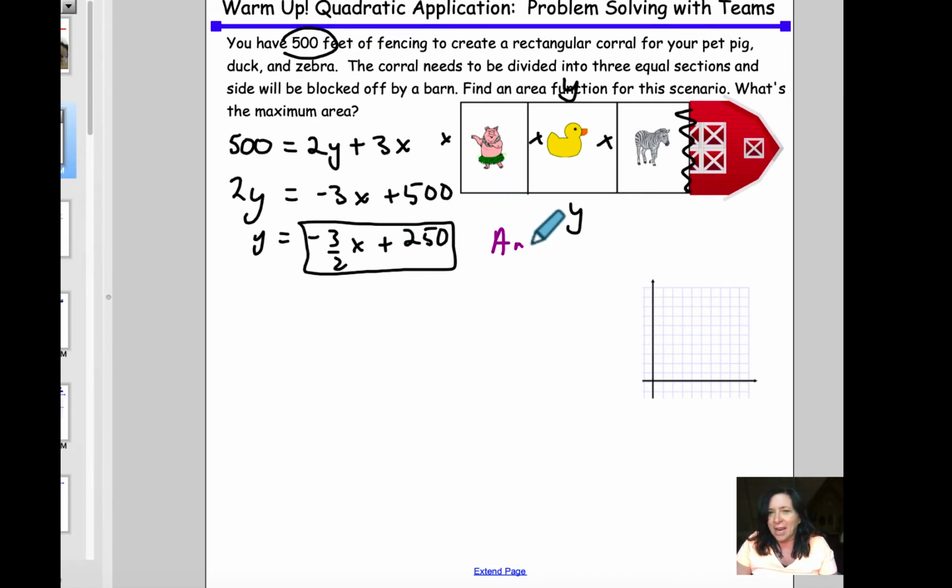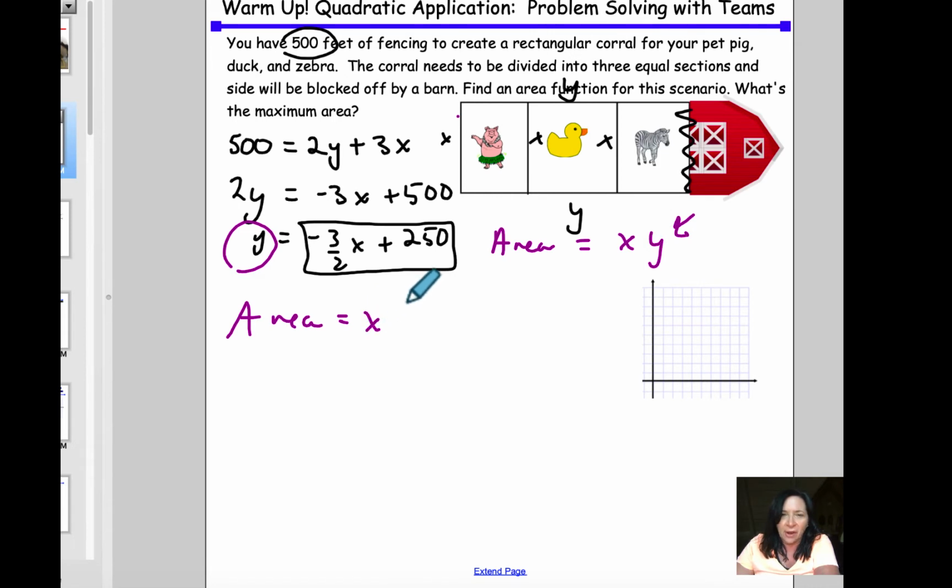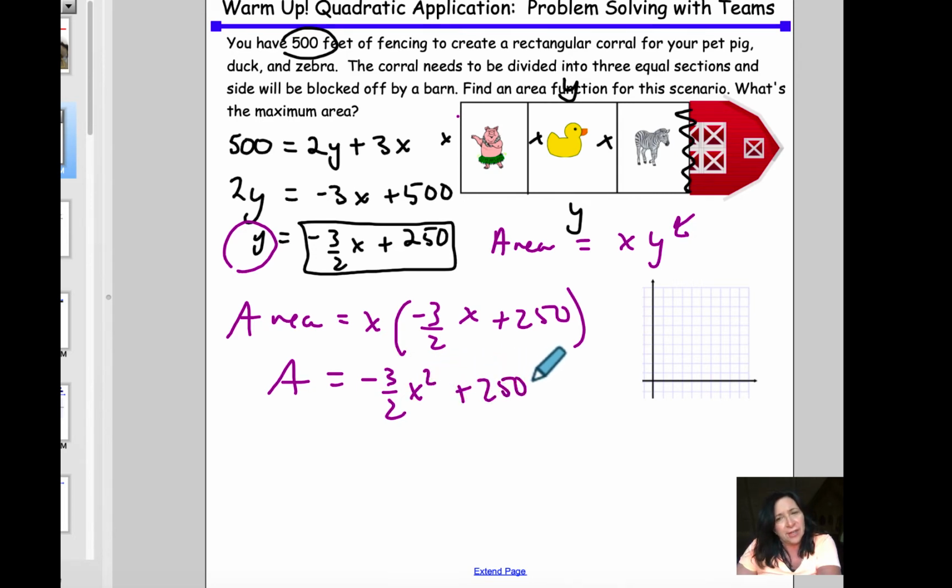I know that the area is equal to length times width, x times y. I notice that I have a y value here that I can replace with my other y value. So the area is equal to x times our y value, which is negative 3 halves x plus 250. I'm going to distribute that x so that my area is equal to negative 3 halves x squared plus 250x. So there's my equation.